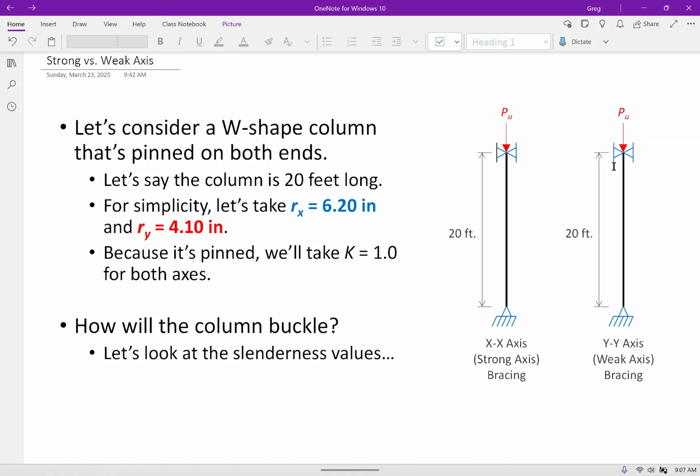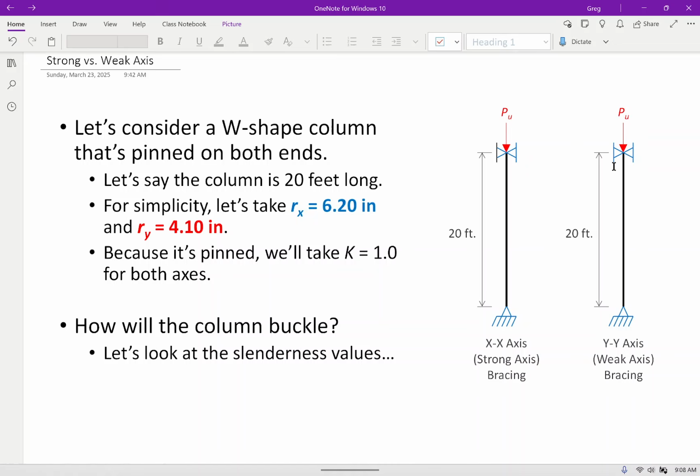We're going to say that the column is 20 feet long. And for simplicity, I've given you some R values. So Rx we'll say is 6.2 inches and Ry is 4.1 inches, okay? Now because it's pinned, we're going to take the K value to be 1, okay? And if you go back to the slides, you'll see that for a pinned column, K is in fact 1, okay? So the question is, how is the column going to buckle? What I'm basically asking is, is the column going to buckle about the strong axis, or is the column going to buckle about the weak axis?